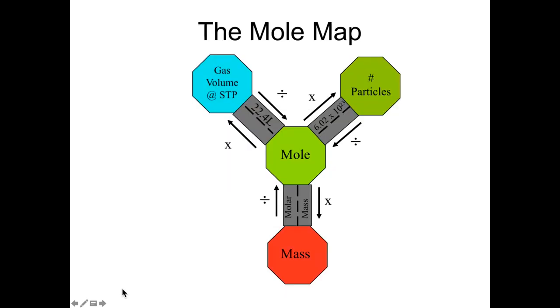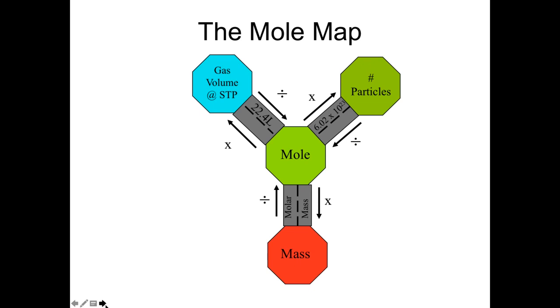Next concept to go over is the mole map. The mole map is just a simple visual to help you figure out what you need to do to go from point to point. So gas at STP, and STP is again standard temperature and pressure, 0 degrees Celsius, 1 atm. How to go from gas to moles, how to go from molar mass to moles, and how to go from particles to moles. So moles is the central hub or the exchange rate for bringing these things together.